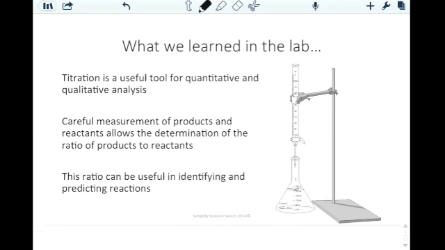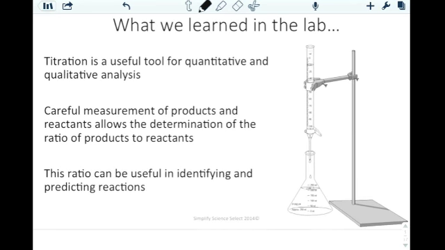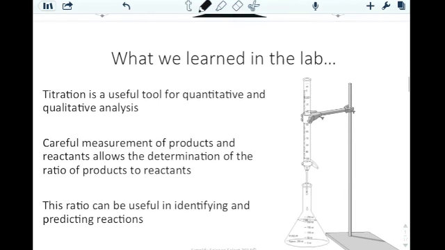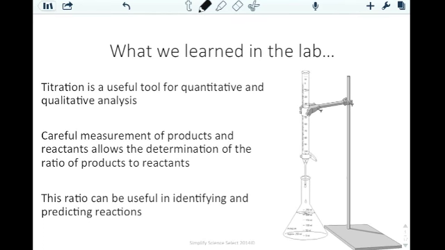Now, what we learned in the lab: we looked at a titration, and we used this setup to figure out what kind of copper or what kind of iron we actually had. The titration is very useful for quantitative analysis, all those numbers, or qualitative analysis, where we're looking and describing. This is very useful in getting the ratio. The ratio can be useful for identifying and predicting reactions. So titration is a very good thing that we use to help us predict what the products are, figure out what those oxidation numbers were, and what type of reaction we actually had.